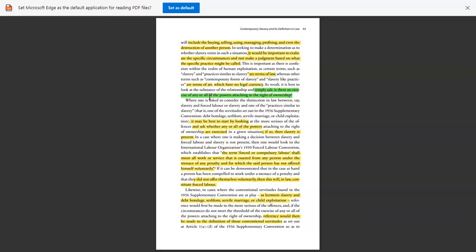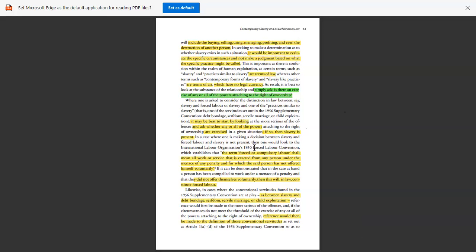And it doesn't have to be all. Again, it says any of the powers. It may be best to start looking and ask whether any or all of the powers are exercised. They say it all the time, any or all of the powers are exercised. If so, then slavery is present. So again, it's telling us right here, it may be best to start looking and ask whether any and all of the powers are exercised. If so, then slavery is present.